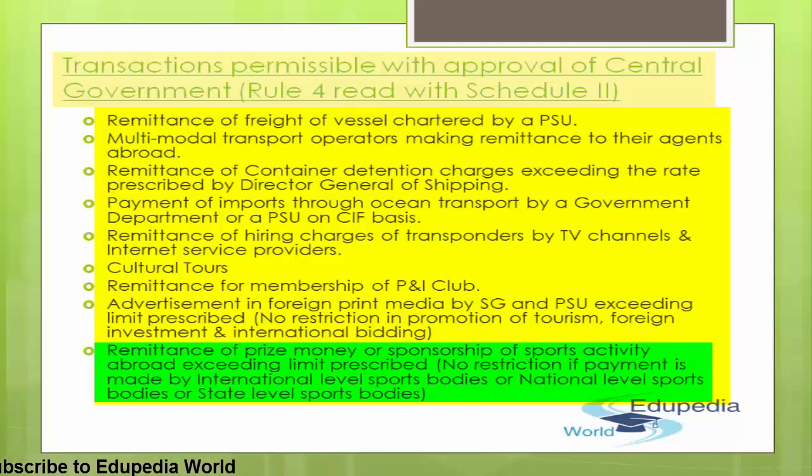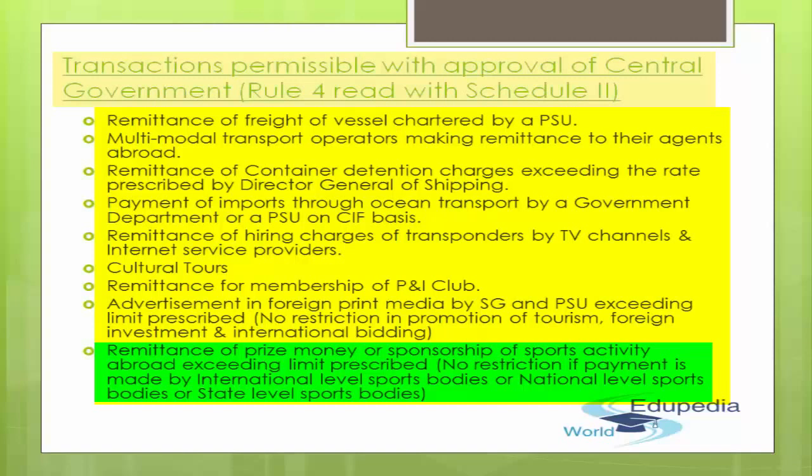I'll give you a very basic example and you'll get to know one thing: the approval of central government is primarily required only in case of transactions which directly or indirectly involve the government or PSU in their sector. So let's see the first point, that is including public sector undertaking. Next, the transport operators making remittances to agents abroad. Again, the third one, that is in case you exceed the limit prescribed by the Director General of Shipping. So again, the ball went into the court of government, and again the approval of central government will be required.